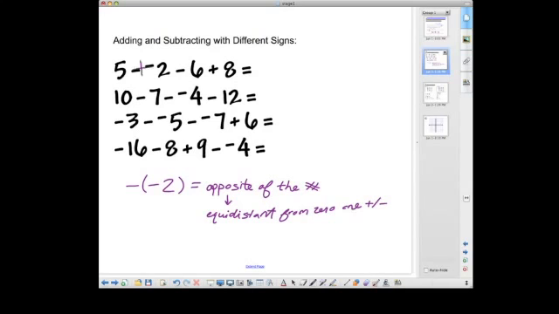So 5 plus 2 gives us 7. 7 minus 6, we know, is 1. 1 plus 8 is equal to 9. So you just want to make sure you're doing these step by step.